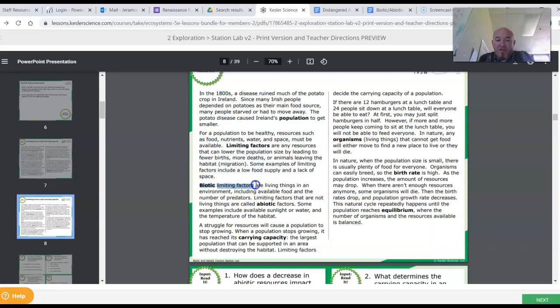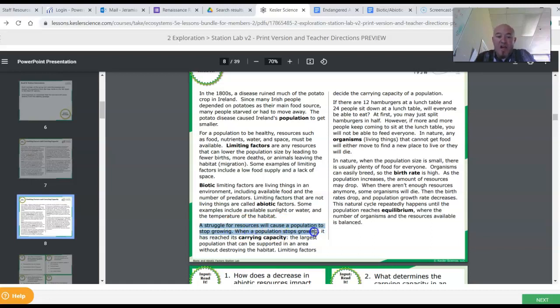Biotic limiting factors are living things in an environment, including available food and the number of predators. Limiting factors that are not living things are called abiotic factors. Some examples include available sunlight or water and the temperature of the habitat. A struggle for resources will cause a population to stop growing.